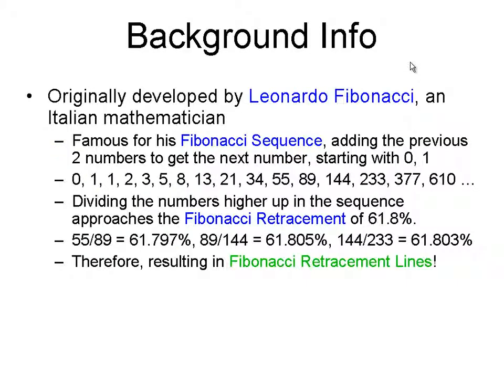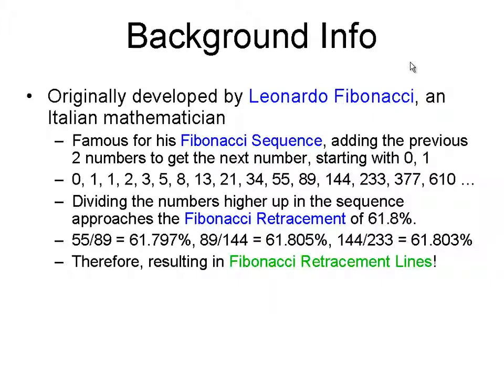So a little background info about the Fibonacci retracements. It was developed by Leonardo Fibonacci, an Italian mathematician. He stumbled upon the Fibonacci sequence, which basically starts with 0 and 1, and you add the last two numbers to get the next number. So I did the first couple numbers here. 0 plus 1 is 1, then 1 plus 1 is 2, and so on and so forth. And you go up the sequence, and it goes on forever.